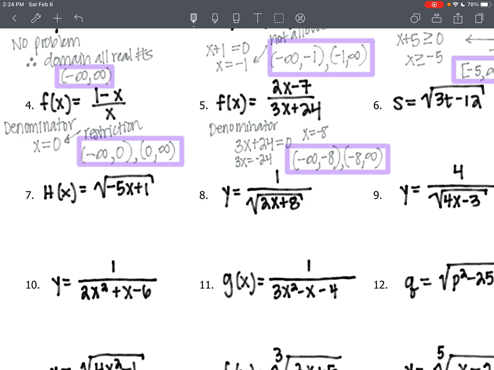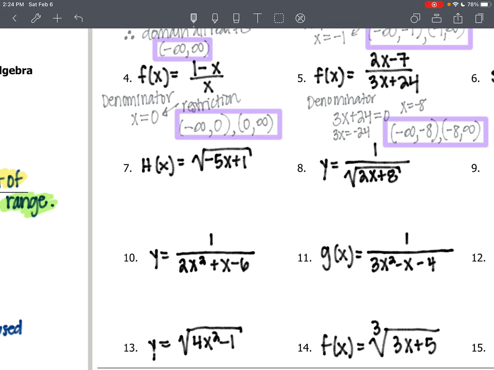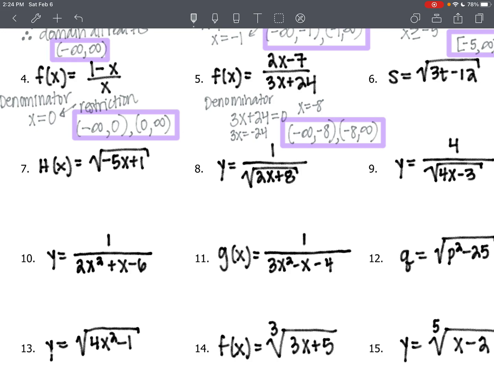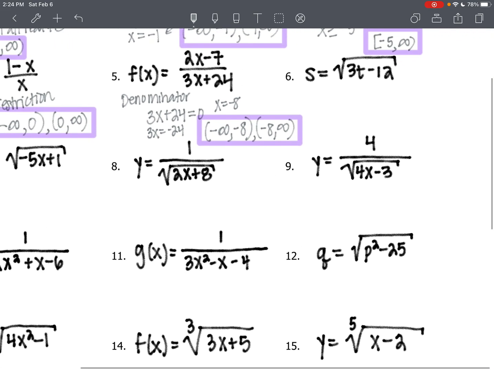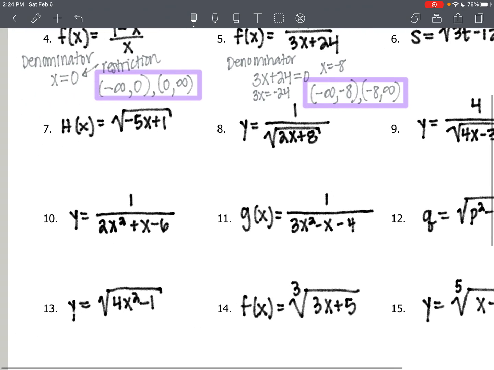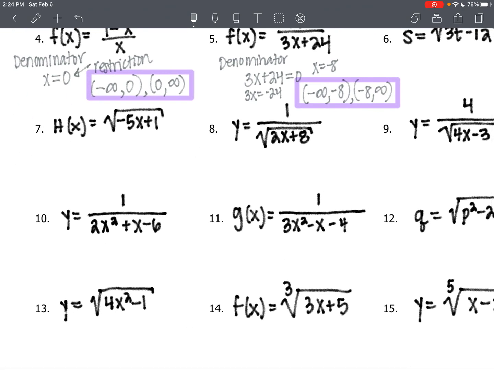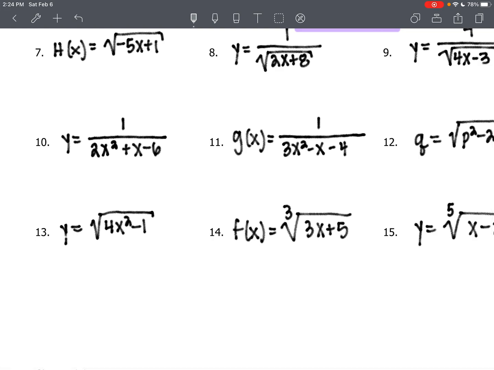Okay, let's look at number 6. That's not a denominator. Number 7, that's got a radical. Number 8 has a denominator, but it also has the radical, so we're going to skip it. Number 9, the denominator and the radical, we'll skip it. Look at number 10. It's a denominator. So let's do that one.